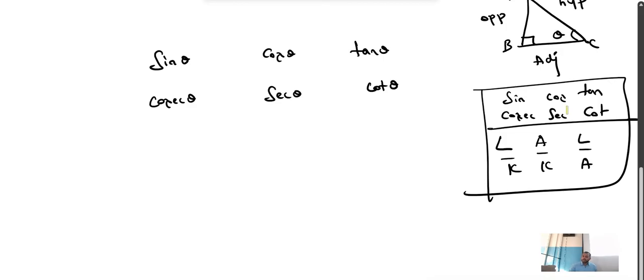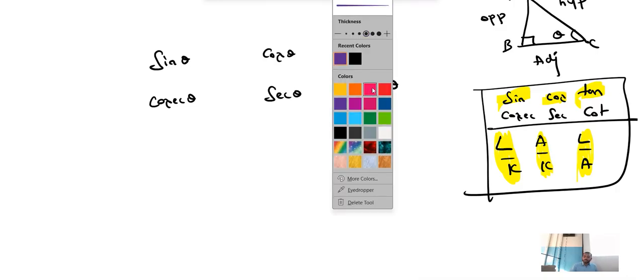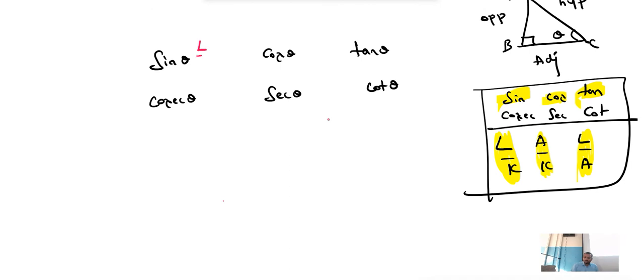If they ask you what is sine, it is L by K. What is the logic? Sine is L by K, cos is A by K, tan is L by A. Any doubts? Again, I will repeat for your better understanding. Sine is L by K, cos is A by K, tan is L by A.